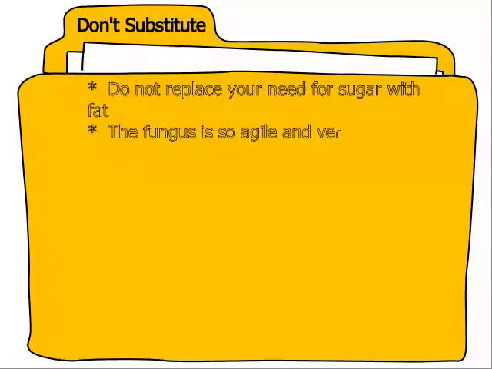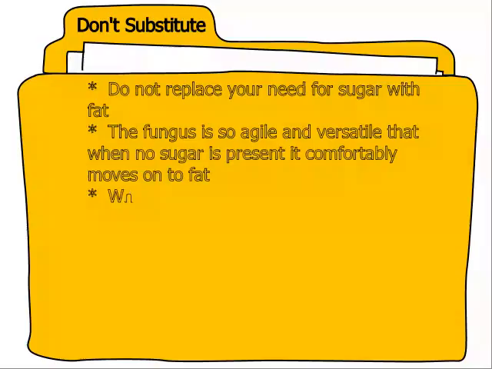When people develop diabetes, they need to be careful with what they consume and not replace their need for sugar with fat. This is because the fungus is so agile and versatile that when no sugar is present, it comfortably moves on to fat.